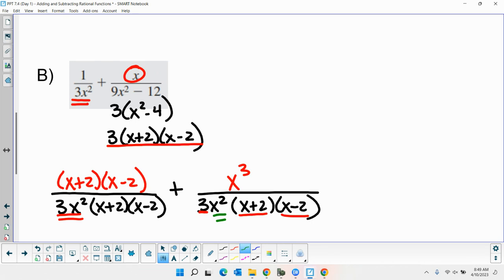Okay. Now, before I can add these, I have to do multiplication before I can do addition. All right. So I have to FOIL that. We already know what that equals, right? What's x plus 2 times x minus 2? X squared minus 4, right?